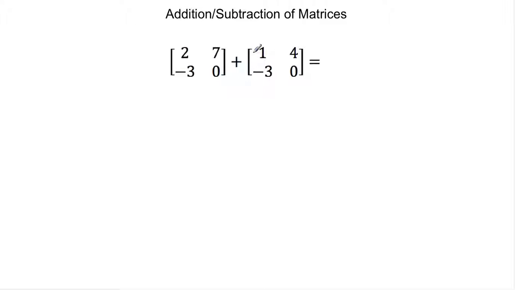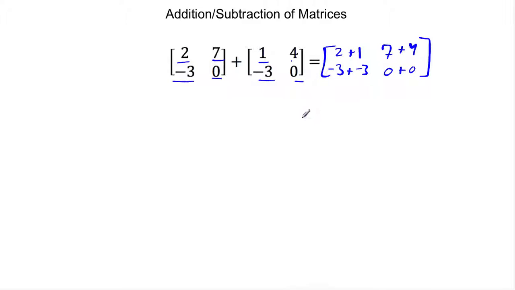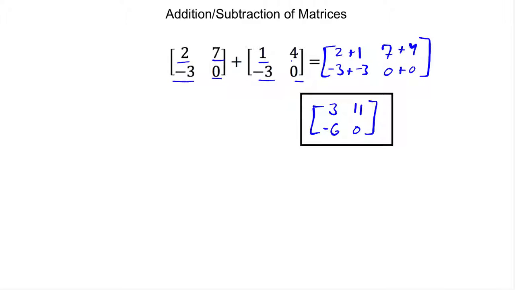When we add or subtract matrices, we add the corresponding parts. So here, 2 plus 1, 7 plus 4, -3 plus -3, and then 0 plus 0. Once I have these paired up, I can add them. So 2 plus 1 is 3, 7 plus 4 is 11, -3 plus -3 is -6, and 0 plus 0 is 0. And that is our sum of those two matrices.